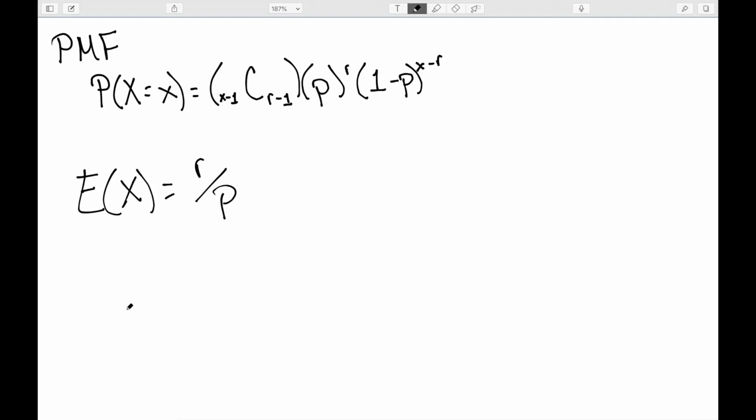The expected value of this random variable is just r over p. And the variance is r times (1 minus p) over p squared. So both expected value and variance are just r times the expected value or variance of a geometric distribution.